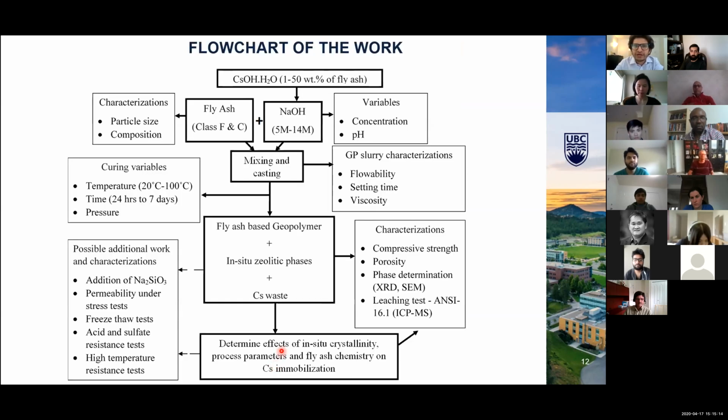So if we look into the flowchart of how my work is carried out, we see that I'm using fly ash and sodium hydroxide, and the cesium hydroxide can be added to the sodium hydroxide, which dissolves quite easily once you add it. Once they are mixed together, the slurry can be characterized based on flowability, setting time, or viscosity. Once they are allowed to set, they form fly ash geopolymer, which is inherently amorphous in nature, but with heat treatment and aging can have in situ zeolitic phases, and the whole system contains cesium waste.